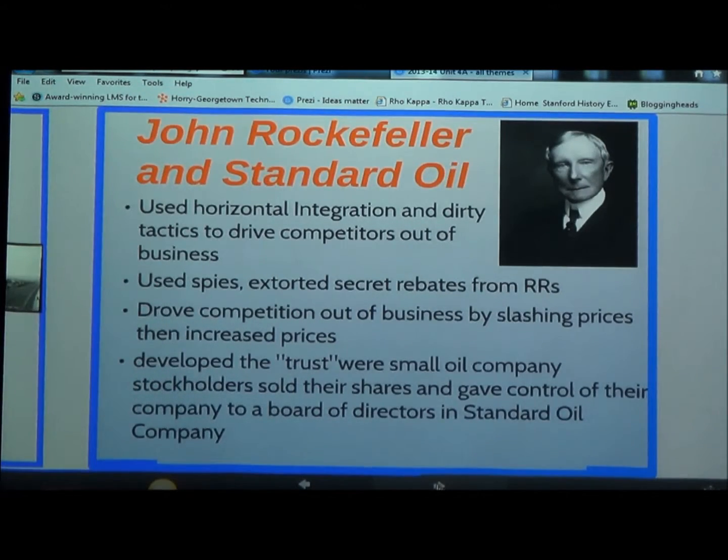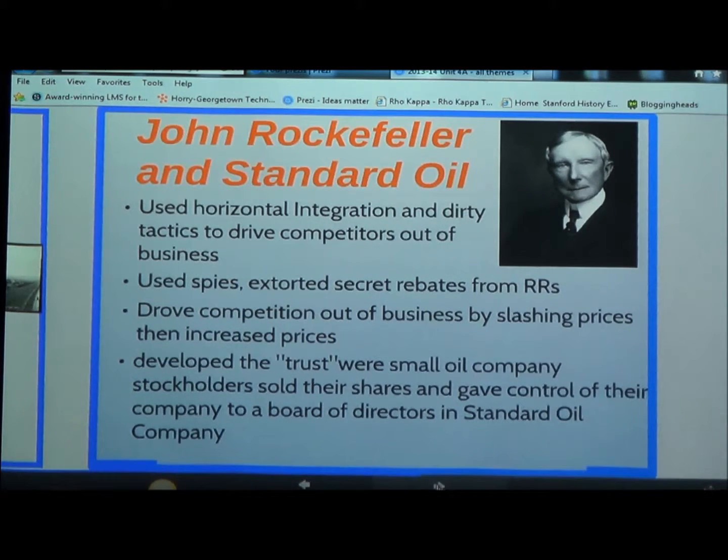Compare that to John Rockefeller and Standard Oil. He used horizontal integration and a lot of dirty tactics to drive competitors out of business. He used spies. He extorted rebates, which is where the railroads have to give him money back if he used their railroad company. He drove competition out of business by slashing prices in a given area and then raising them elsewhere. And once his competition was out of business, he just jacked up the prices.